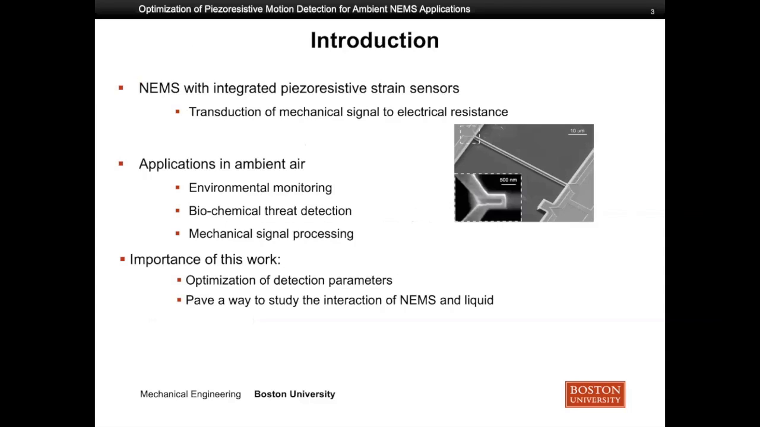So in this work, I mainly focus on NEMS devices with an integrated piezoresistive strain sensor. This strain sensor allows for transduction of a mechanical signal to electrical resistance. Most of these devices have been operating in vacuum or at low temperature because they have a high quality factor. The reduction in quality factor in an ambient environment makes the detection signal more susceptible to parasitic effects. However, many applications, for example, environment monitoring and biochemical detection, are in ambient air. So this is one of the motivations of this work.